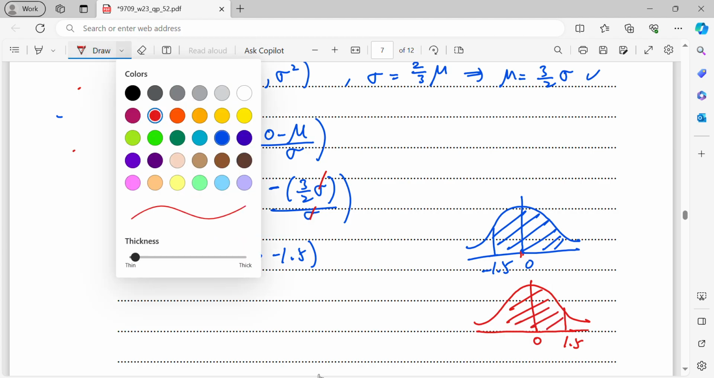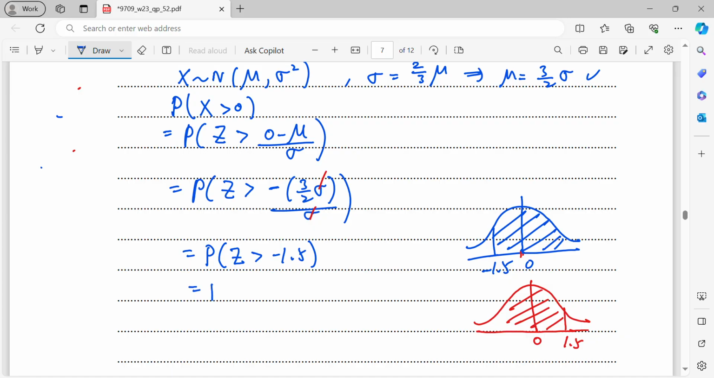So obviously from here, I will get P(Z less than 1.5). And now I can easily read this probability from the table. So it will give you 0.9332. And when you round up to 3 significant figures, that is going to be 0.933. So that's all for this solution.